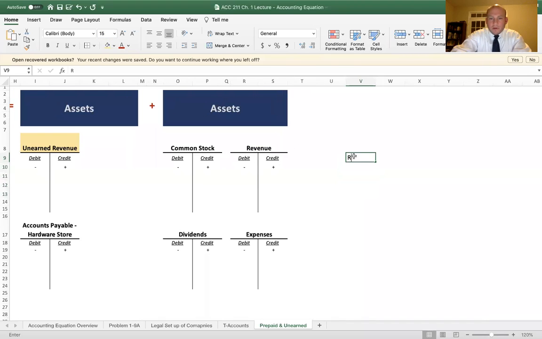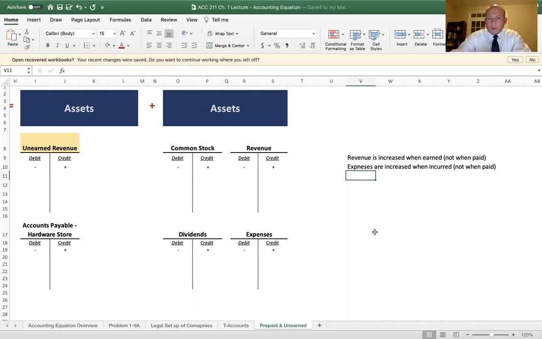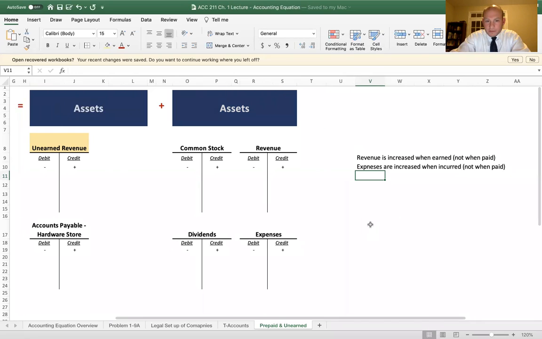Revenue is increased when earned, not when paid. Expenses are increased when incurred, not when paid. So let's just go over a brief example of that.